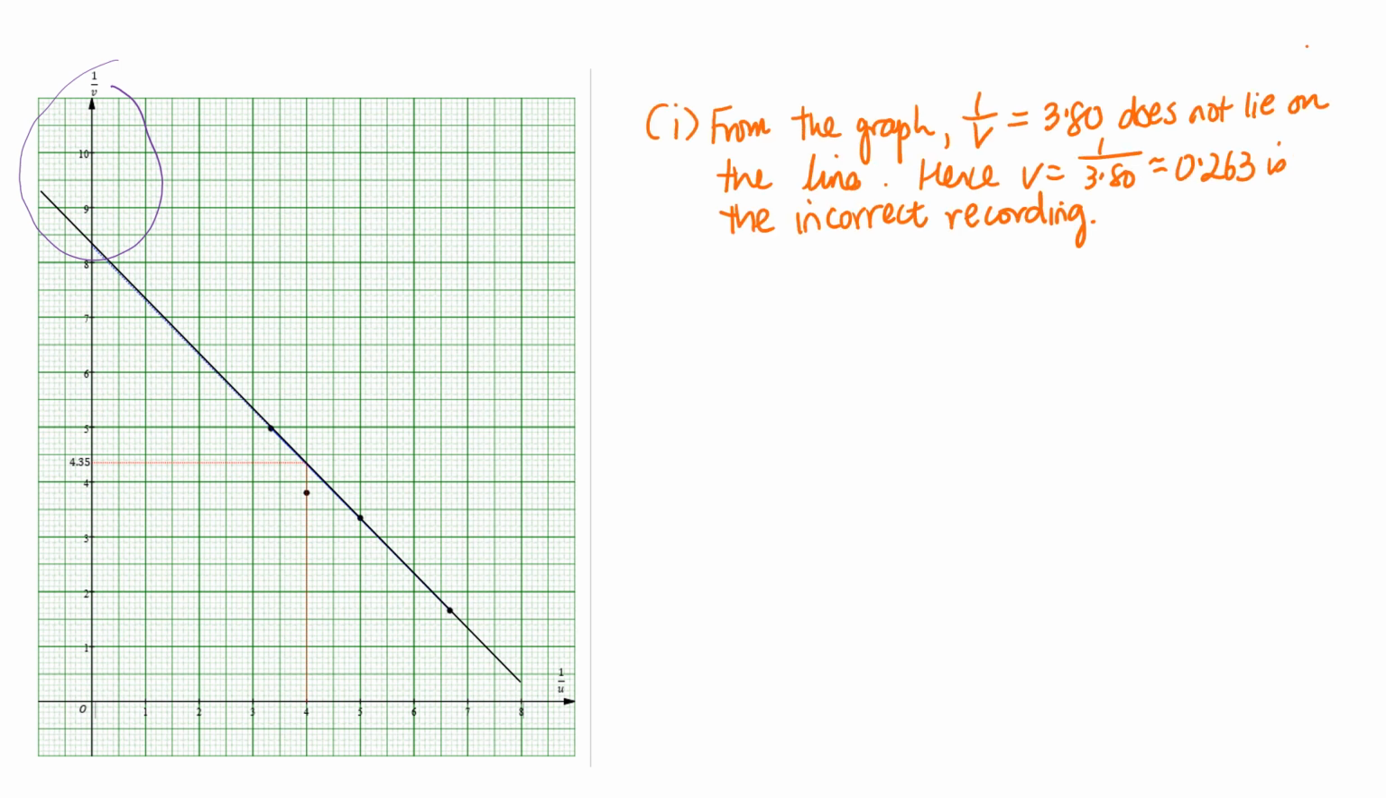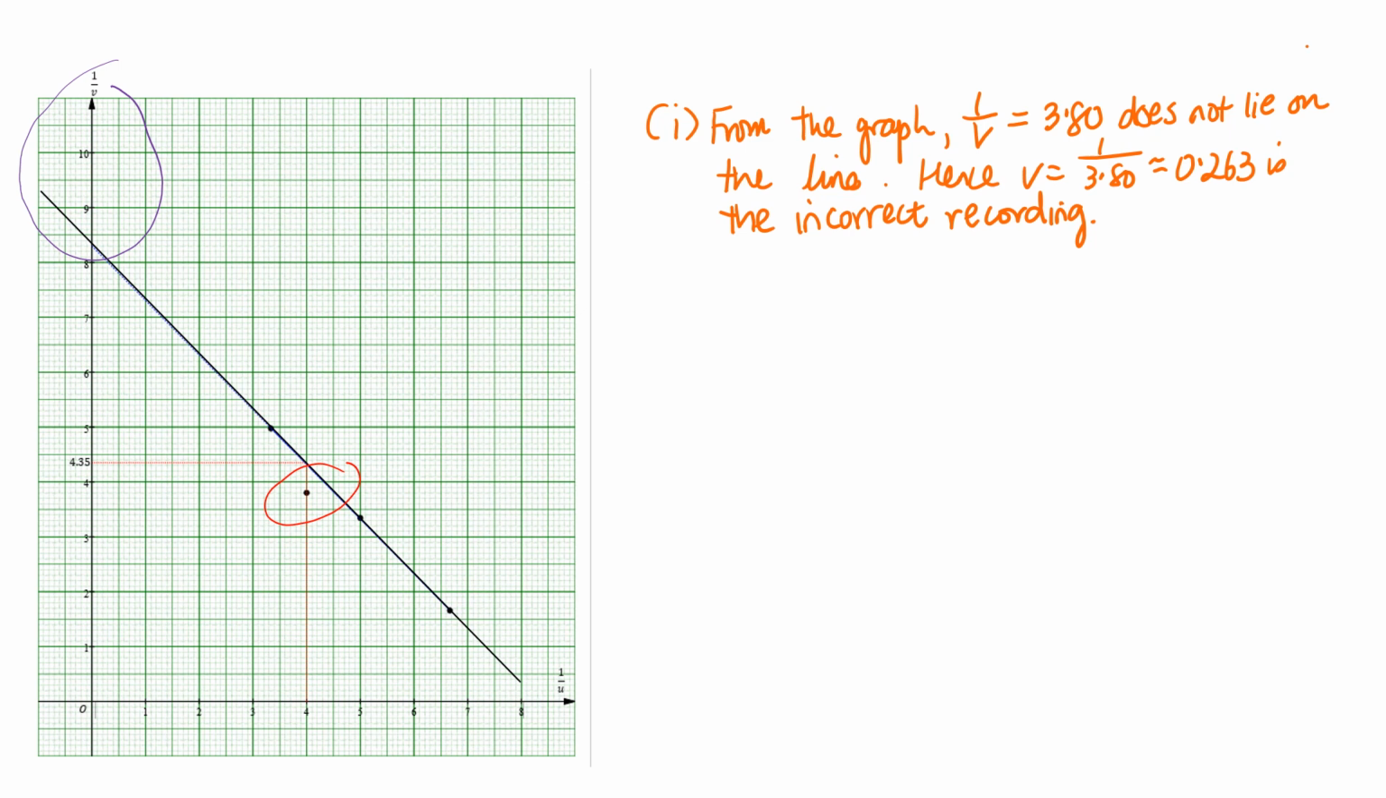Very important. And then from the graph, it is quite obvious that this point here is out of the line. It does not lie on the line. So if you go back to your original table, that particular value is 1 over V equals 3.80. So you're finding V, so you need 1 over 3.80, which is 0.263. That will be the incorrect recording because it's not on the straight line.